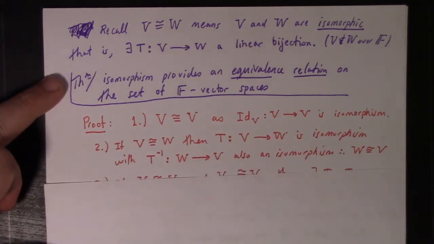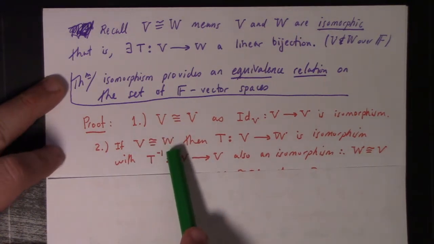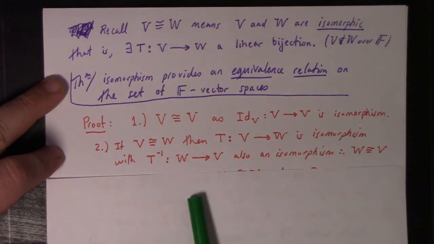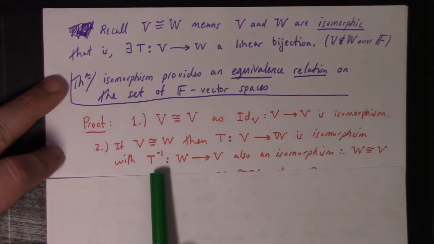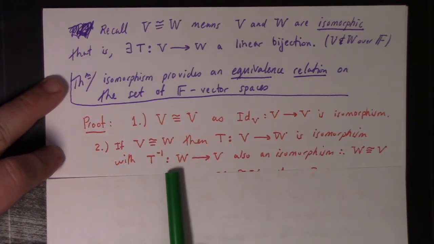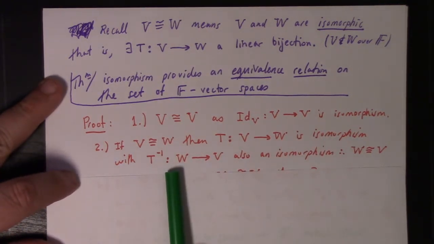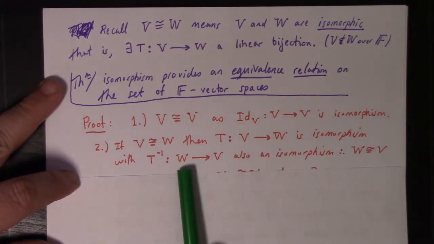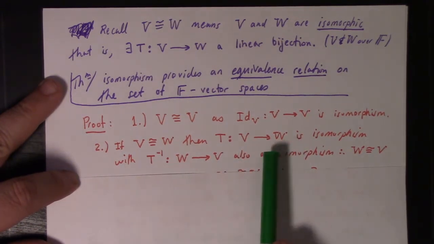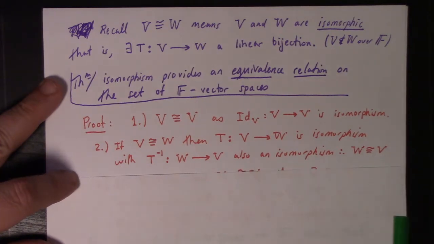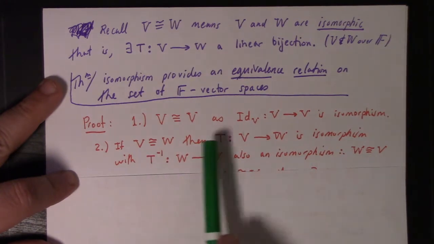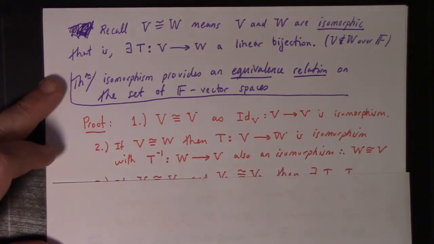Number two, if V is isomorphic to W, then that means we have a bijection which is linear from V to W, an isomorphism. And it's easy to prove that the inverse of an isomorphism is again an isomorphism, because the inverse of a bijection is again a bijection, and we proved that the inverse of a linear map is a linear map. So there it is. That then establishes that W is isomorphic to V, which is the symmetry of the equivalence relation.